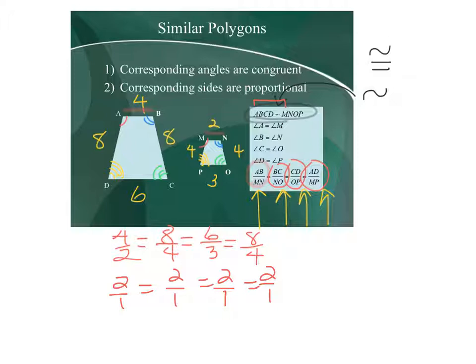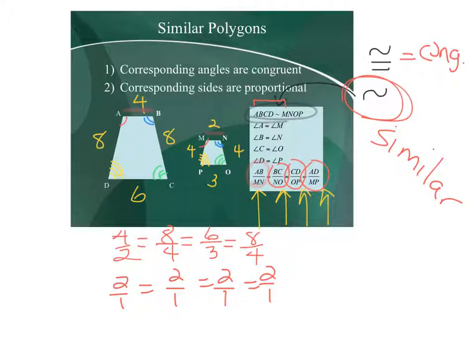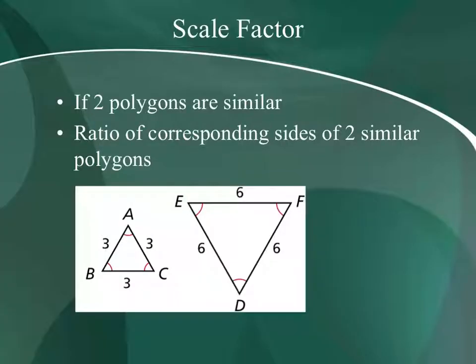Yes? What's the symbol for similar? The little squiggle here. So the one above it meant congruent. This one means similar. And the scale factor is what we're going to see on the next slide.